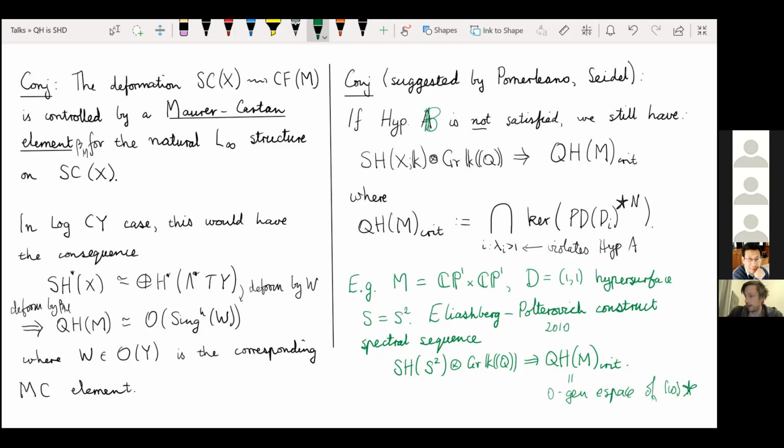Another strengthening of this result is a conjecture which is based on suggestions of Perutz and Seidel, which is about what happens if this hypothesis B is not satisfied.